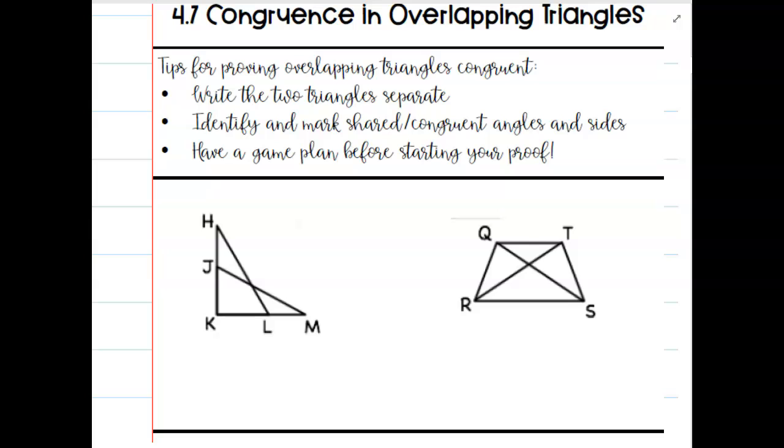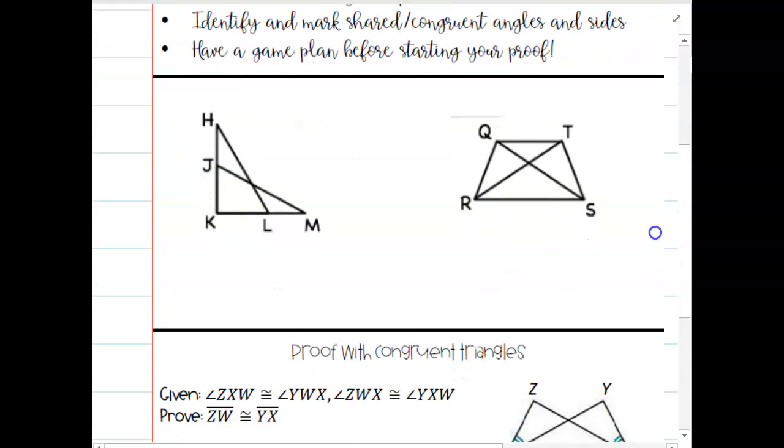So really the only thing that's new today is, whenever you have these overlapping triangles, some tips for doing proofs with overlapping triangles: don't leave them as overlapping triangles. We're going to copy them down and separate them so they're not overlapping triangles anymore. Then what we can do is identify those shared parts. So maybe they have an angle that they both have, or a side that they both have. Those would be congruent. If they both have the same angle, they'd be congruent. If they have the same side, they'd be congruent. And then, of course, this is not a new tip, but have a game plan. Before you start, have it in mind what we're going to do.